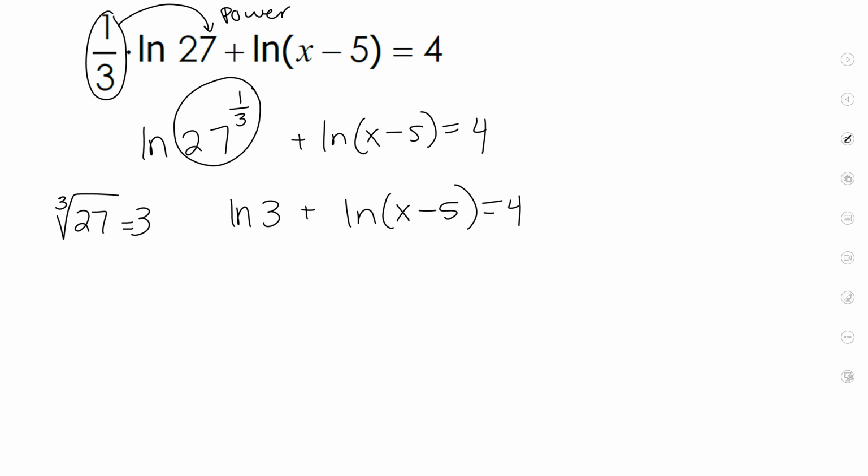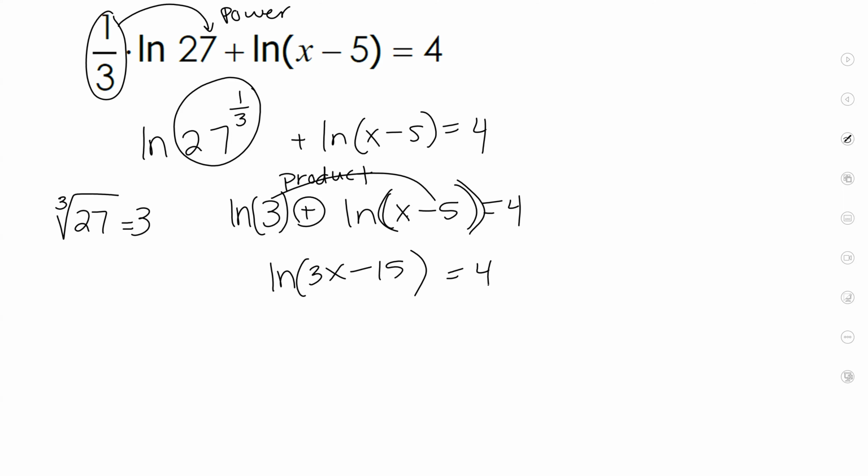Yep. What else do we call that? Product. So we have an addition sign, so we're going to multiply like you said. So I'm going to do 3 times this stuff. So this will be 3 times x, which is 3x, and 3 times -5, which is -15. So we just use the product property.